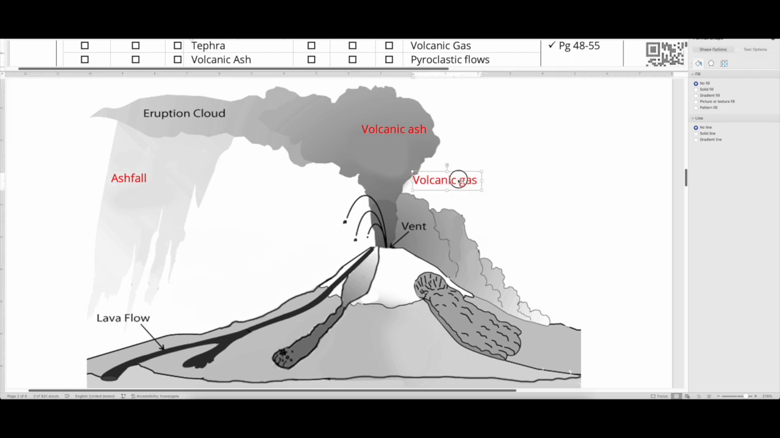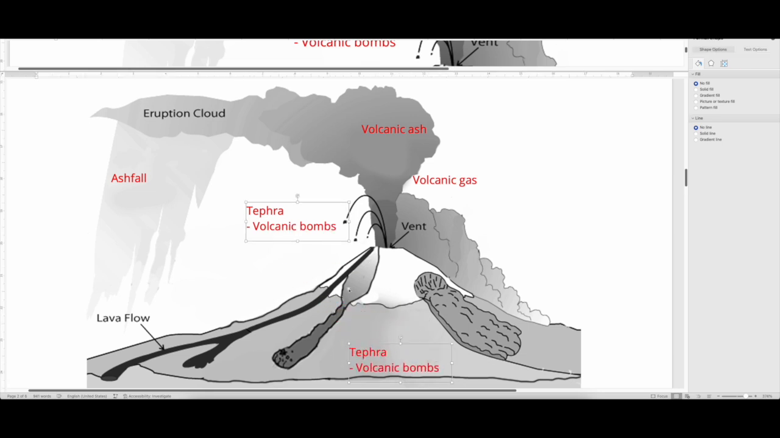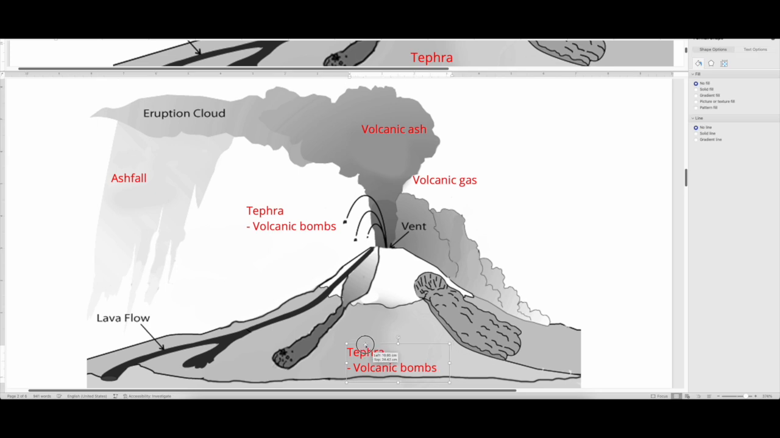Then we have these things that are bouncing off. What are these solids? These are actually your tephra. Tephra can also mean volcanic ash, so specifically, your volcanic bombs. Now, you have this thing that's flowing down like a thick mud. This is basically your lahar.